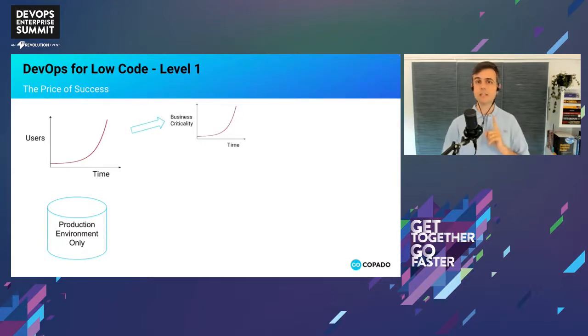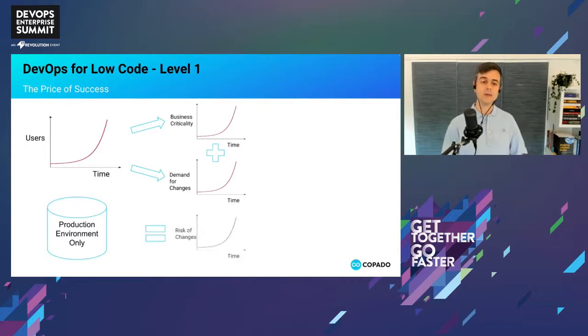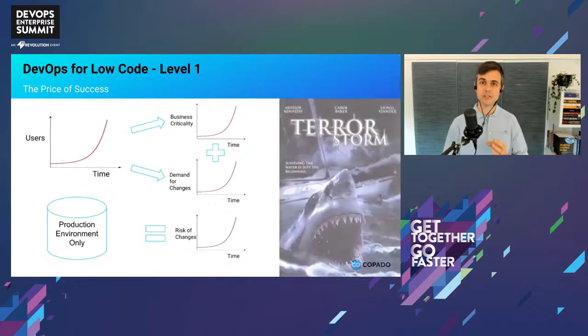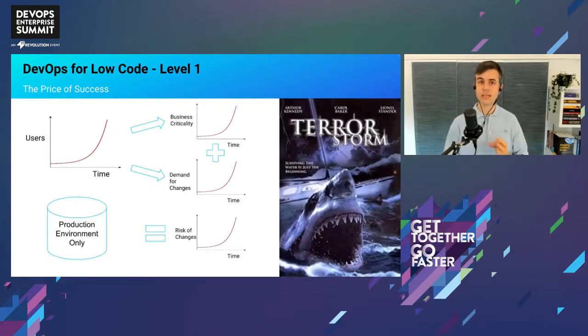First of all, your applications become more and more business critical because more and more people are using them and needing them for their daily work. The second is that all of these users create a massive demand for changes. They all want something different or customized for their needs. If you take these two together, business critical but high demand for changes, what that means is you're facing a very high risk of changes, and your life begins to look more like this.